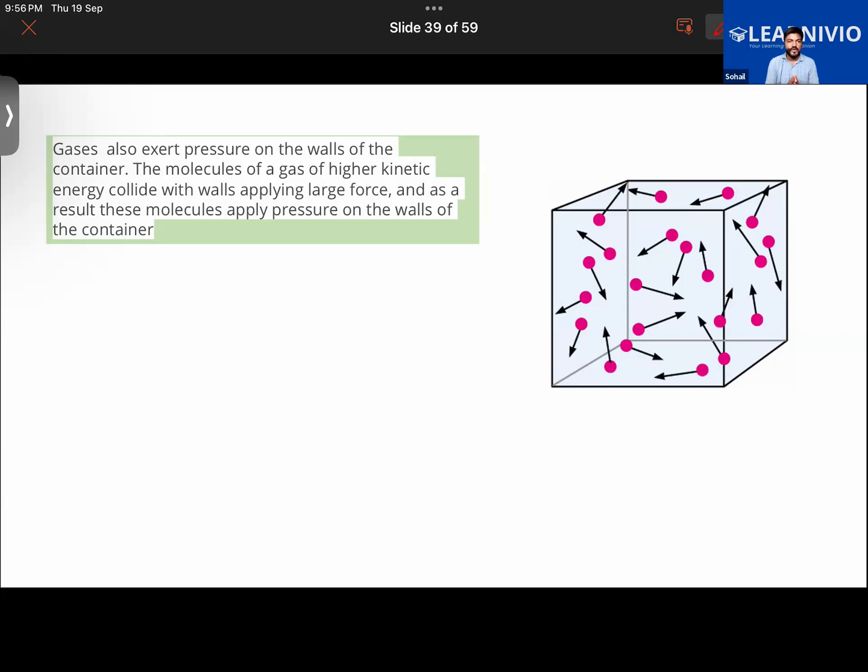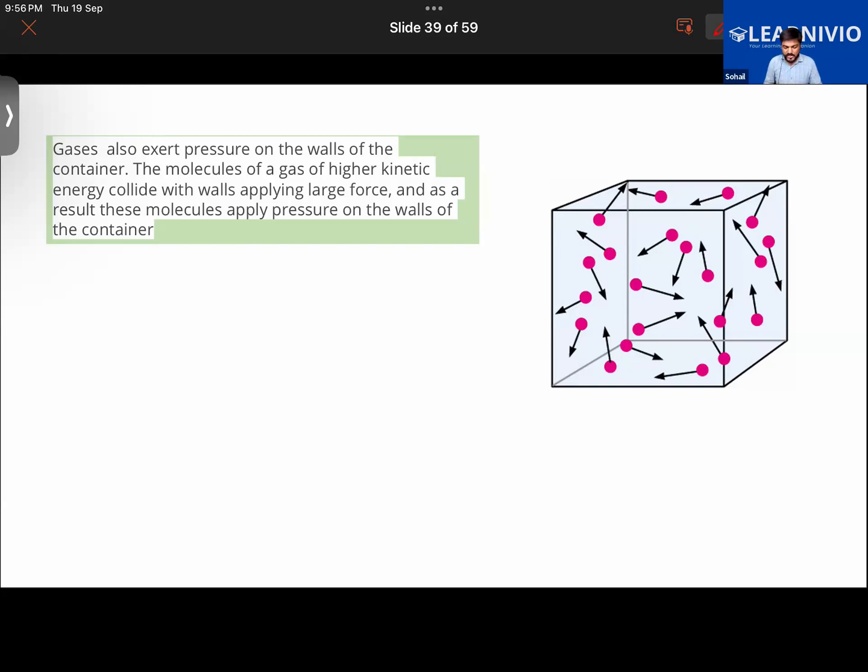So we did learn about liquid, which is one of the fluids. Another fluid is gas. The molecules of the gas will also exert pressure on the walls of the container in which they are kept. Furthermore, the molecules of the gas have higher kinetic energy. Anything that is moving has kinetic energy. If I am running at that time, I am having kinetic energy.